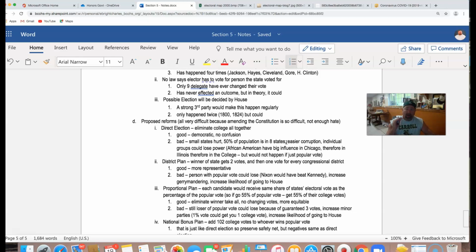They're going to campaign in those big, heavily populated states. They're going to ignore the rest of the country because that's where the people are. Okay, so that changes the message.